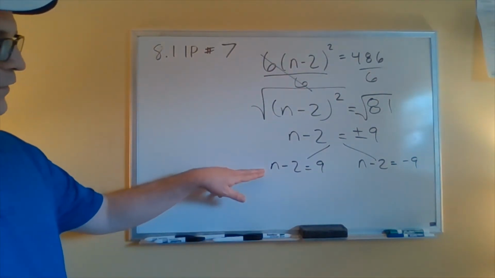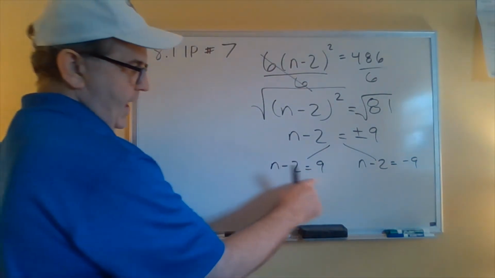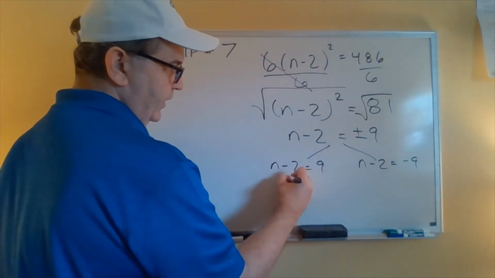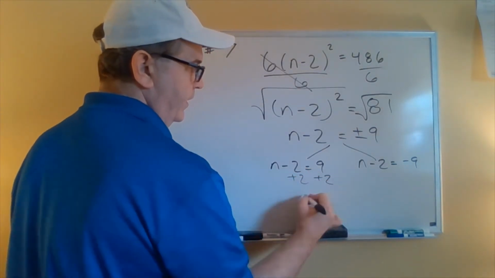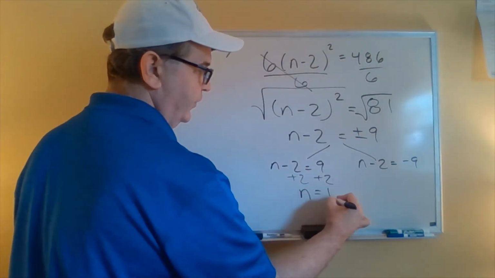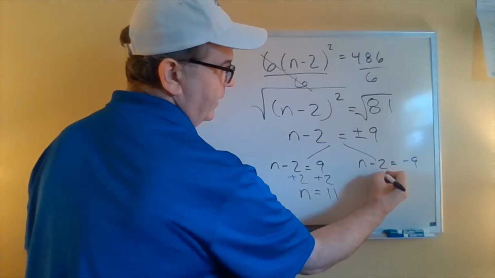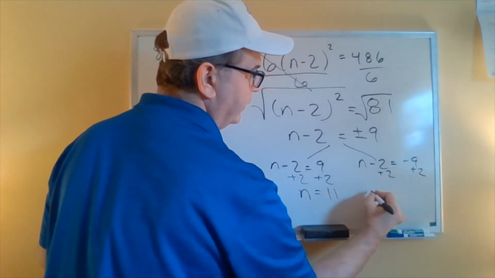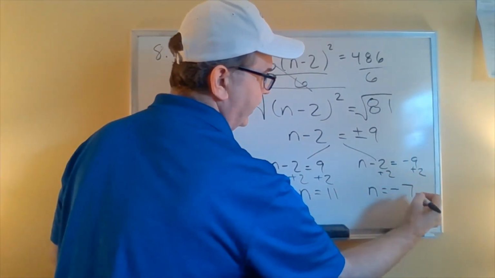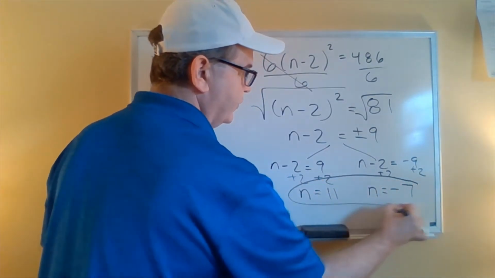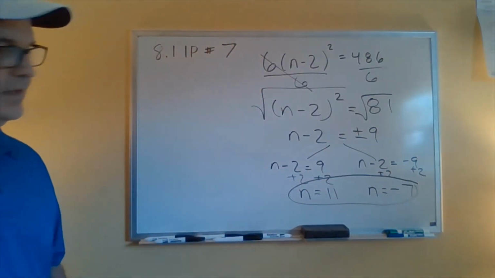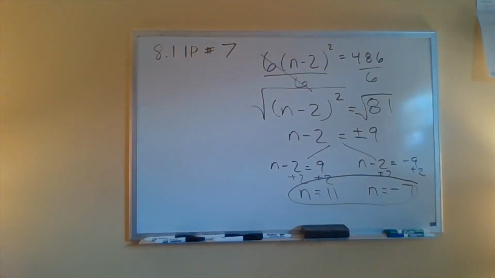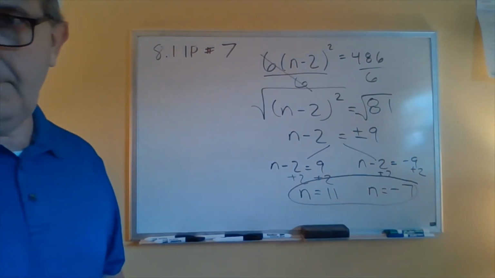We'll solve each one of these equations for n, adding 2 to both sides over here. I'll get n equals 11. And when I add 2 to each side over here, I'll get n equals negative 7. So my answer to this question is n equals 11 and n equals negative 7.